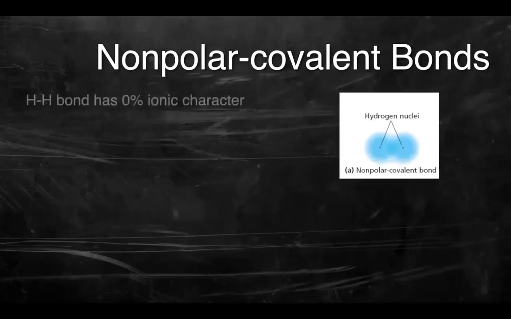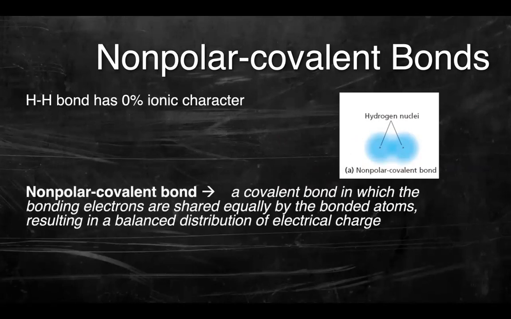So again, the diatomic hydrogen has a 0% ionic character. So it is considered a non-polar covalent bond, a covalent bond in which the bonding electrons are shared equally by the bonded atoms, resulting in a balanced distribution of electrical charge. This is important because if electrons are shared equally, you don't have the partial charges that you do with polarity. And that's why it's a non-polar covalent bond.